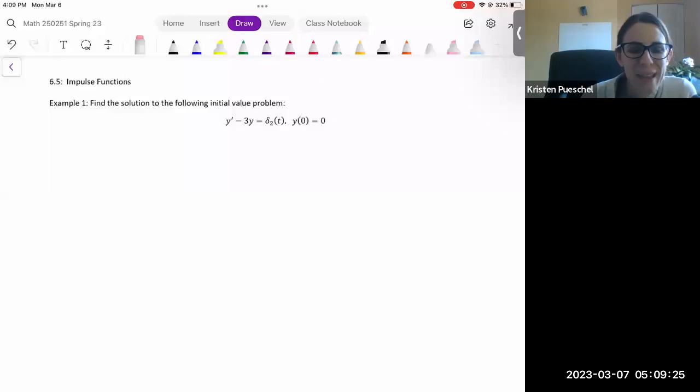Okay, let's try out an example. You probably want to have your formula sheet with you just so that you can reference it as we're working through. Okay, so if we take a look here, we have y prime minus 3y is equal to this delta function centered at 2. And we know that our initial condition, y at 0 equals 0.